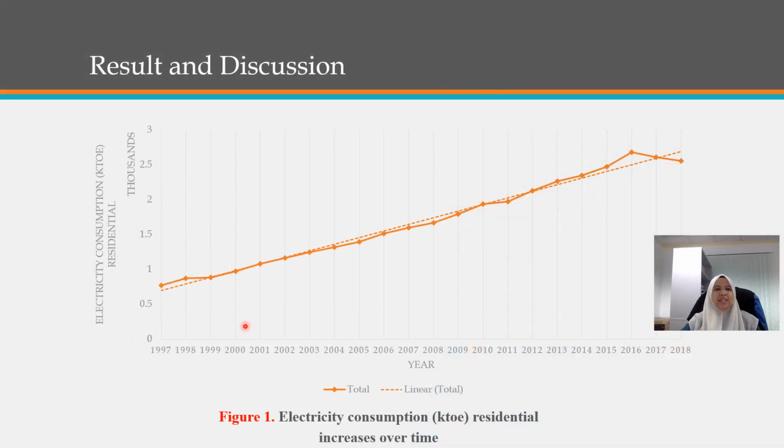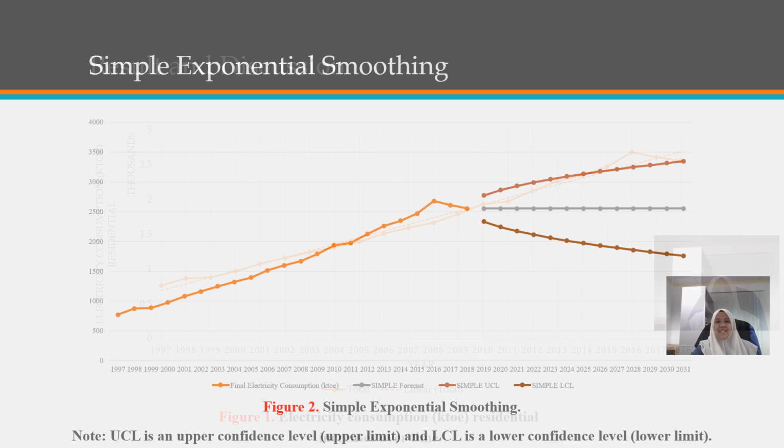Basically, this is historical data obtained from 1997 until 2018. Based on this trend, we can say that no seasonality is involved, and the three exponential smoothing methods are capable of being conducted. Now, this is the result of simple exponential smoothing.